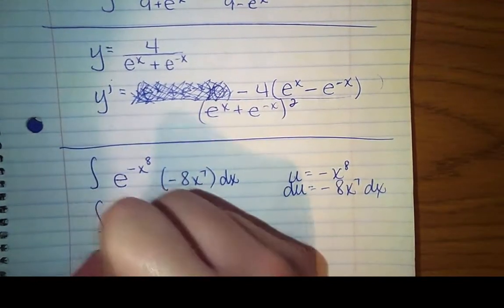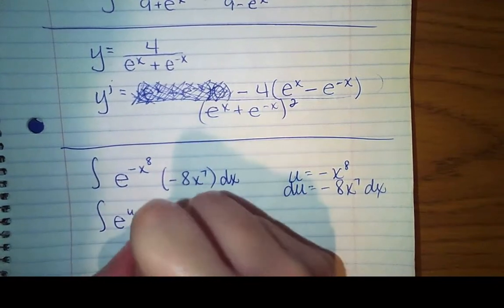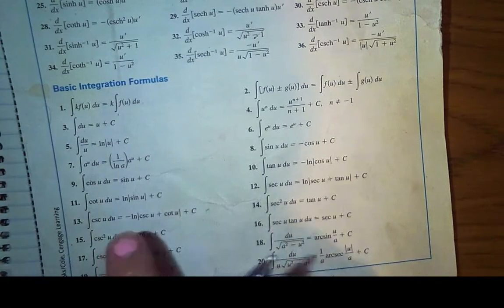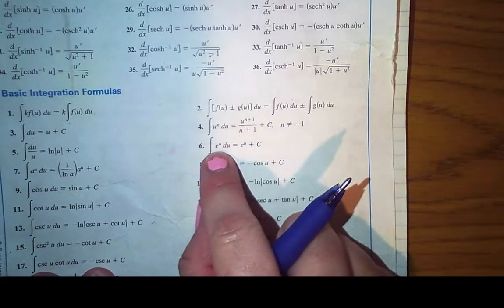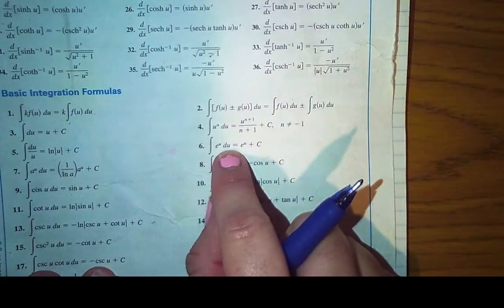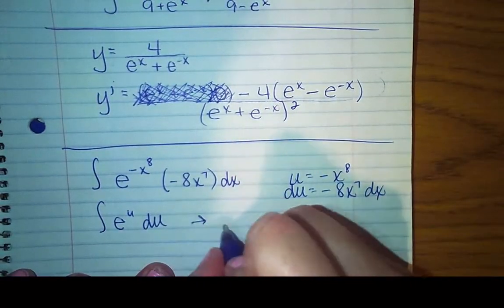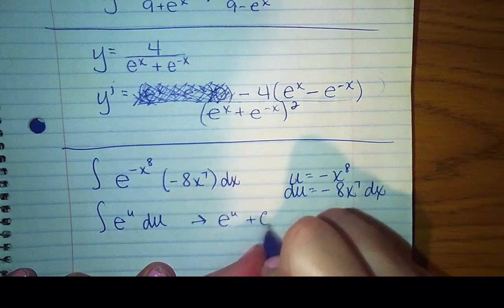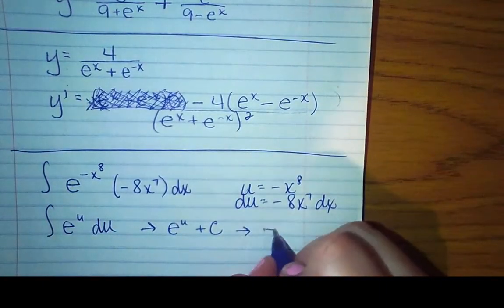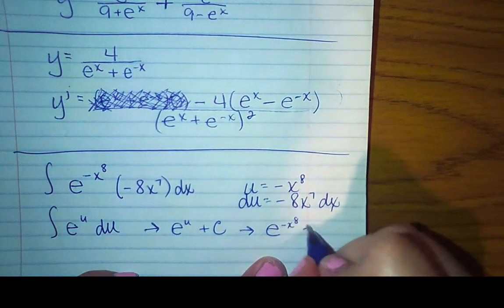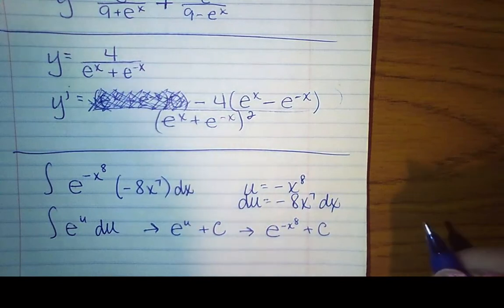So in reality, this is an e to the u du. And if you remember, based on your little sheet right here, the integral of an e to the u du is itself plus c. So my integral becomes e to the u plus c, but you started in x world, so you better end in x world. So e to the u, what's your u? It's a negative x to the 8th plus c.